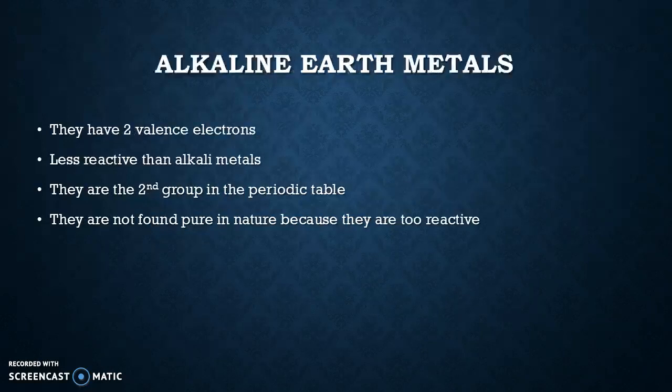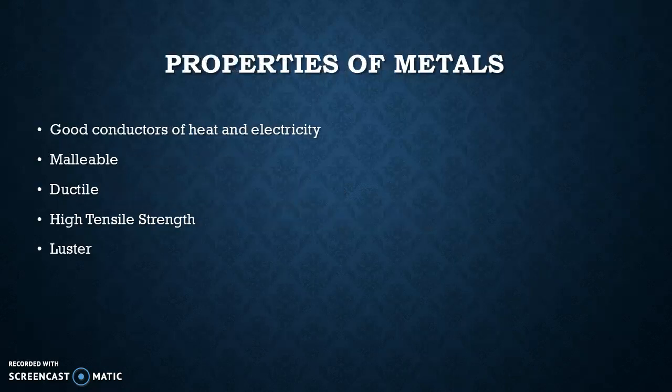Alkaline earth metals are in the second group, and they're less reactive because they have more valence electrons. They are not found pure in nature because they, again, are also too reactive. These are also metals. So the properties of metals: they are good conductors of heat and electricity. They're malleable, which means that they can be moved around. They're ductile, they have high tensile strength, and they have luster to them, so they have that shiny property.